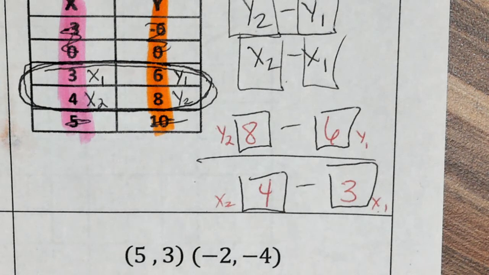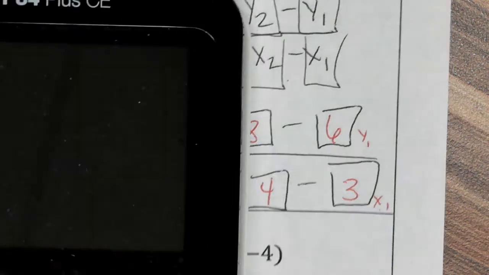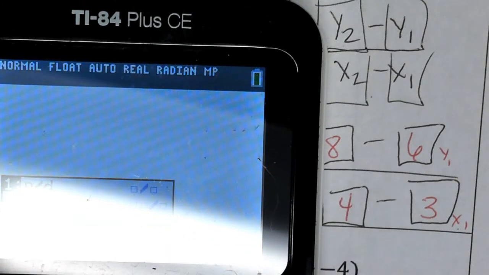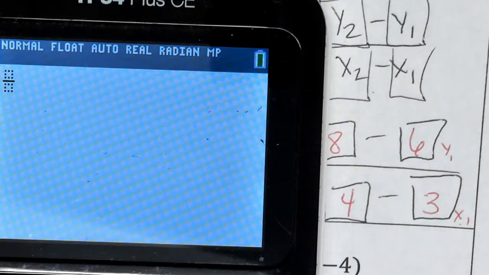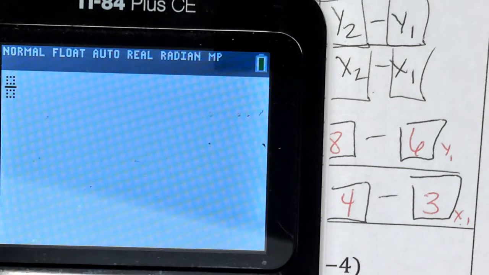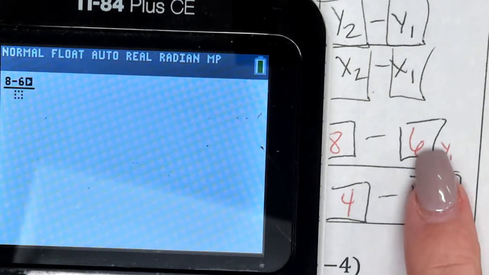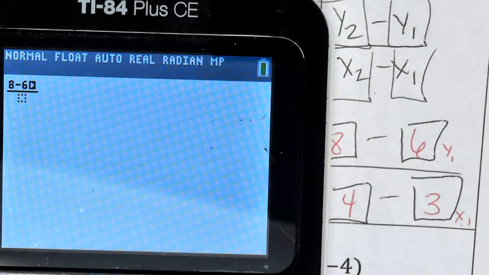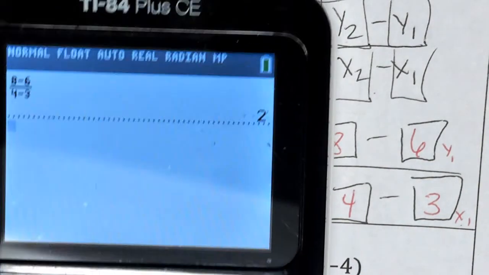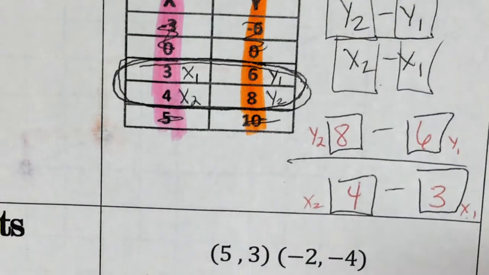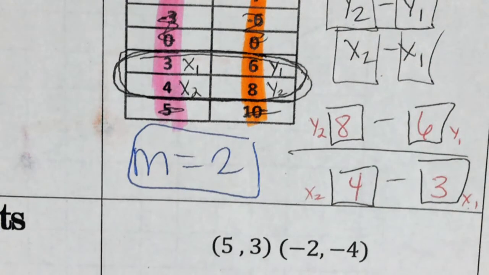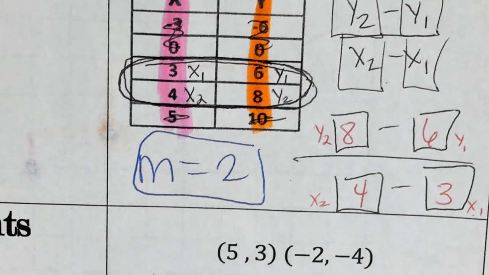Okay, so where do we go in our calculator to solve? Alpha y equals. So we go alpha y equals option 1. And I'm going to type in, everybody's paying attention, 8 minus 6, because that's what's on top. And then tab down, 4 minus 3. And my answer is 2. That's my answer. My slope is 2. Why did I put m equals? That's the slope.